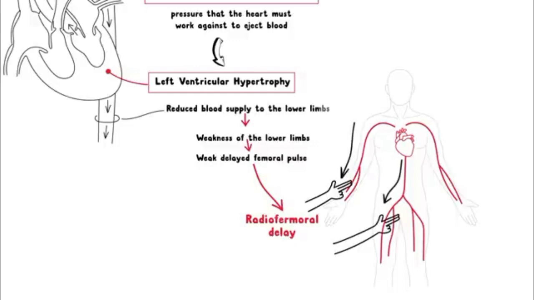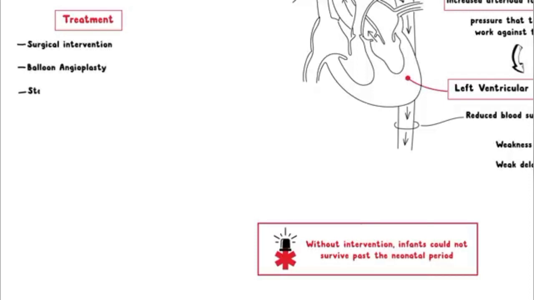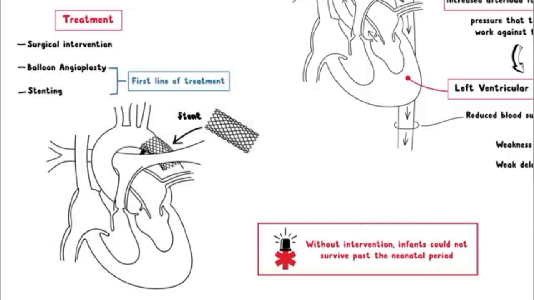Coarctation of the aorta is a very important condition to catch because without intervention, these infants often do not survive past the neonatal period. Treatment for coarctation of the aorta depends on the age of diagnosis and the severity of the condition. Common interventions are surgical, however, balloon angioplasty and stenting may be used as first line.